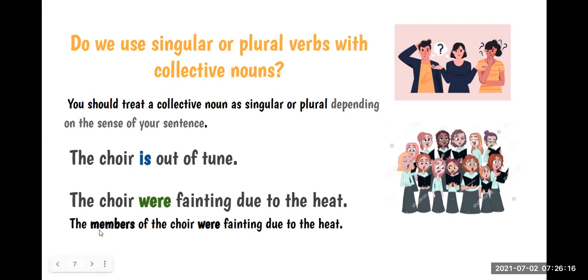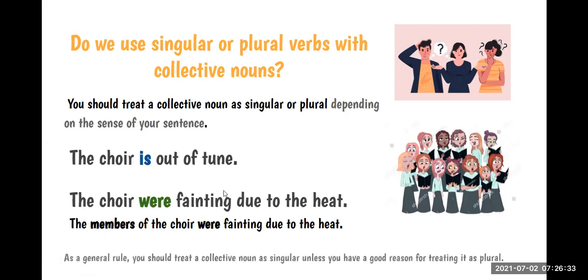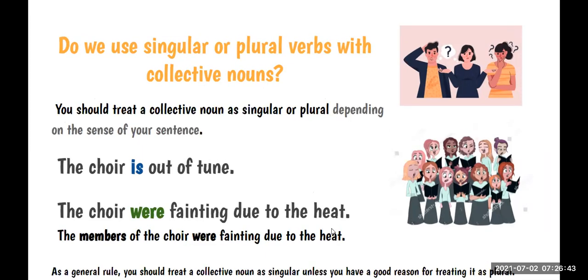Okay, so you can use "members of" something if you don't feel comfortable using plural for collective nouns. The same here, for example, in number 4, we have "group of people." It says that as a general rule, we should treat collective nouns as singular unless you have a good reason for treating it as plural.